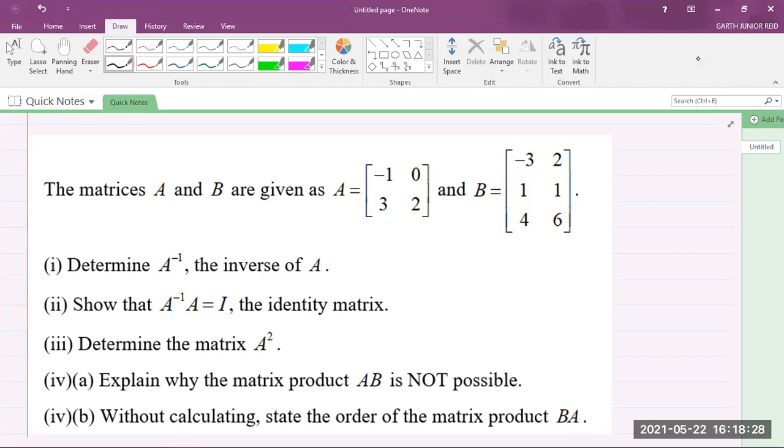So it says that the matrices A and B are given as matrix A, negative 1, 0, 3, 2, and matrix B, that's negative 3, 2, 1, 1, 4, 6. So let us begin with the first part of the question, which says that we are to determine A inverse. That's the inverse of A. Okay, so let's do that here.